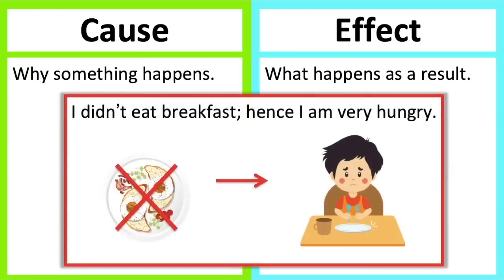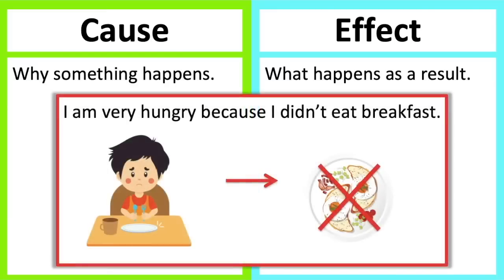Another example is, I didn't eat breakfast, hence I am very hungry. In this example, the cause comes first, followed by the effect. The signal word hence helps us identify that the effect is being introduced. The sentence can also be written as, I am very hungry because I didn't eat breakfast. In this example, the effect comes first, followed by the cause. The signal word because helps us identify that the cause is being introduced.